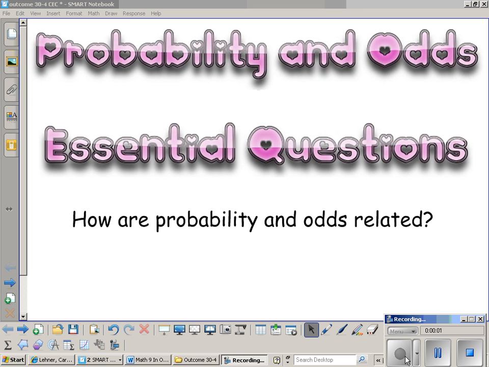The outcome that we are going to look at over the course of the next few lessons is probability and odds. The essential question we want to be able to answer is, how are probability and odds related? So what do you think about that right now? How do you think that those two terms are related? What we're going to do is see if your answer to this question changes after we've looked at the two of them in depth.